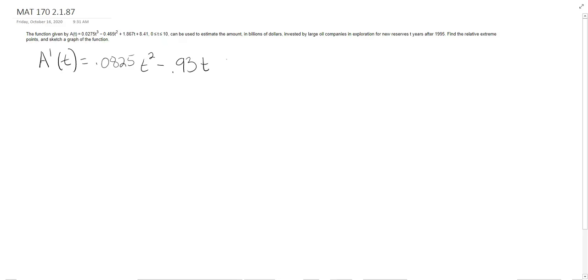Next term, 1.867t. The derivative of t is just 1, so that leaves me with plus 1.867. And lastly, the derivative of 8.41 is 0, since it's a constant. So there's my derivative for A. What we want to do is find the critical numbers for this function, and we do that by setting this derivative equal to 0.